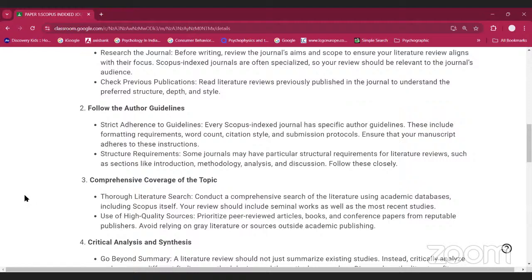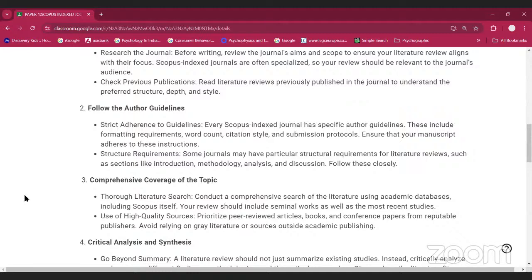Use of high quality sources. Prioritize your peer reviewed articles, books, and conference papers from reputed publishers. Avoid relying on grey literature or sources outside academic publishing.